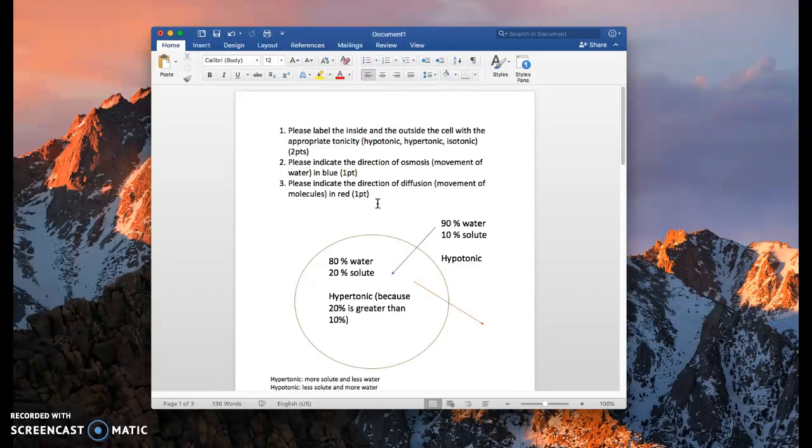Please also remember that there are 5 multiple choice questions on homeostasis, 5 multiple choice questions on osmosis and diffusion, as well as active transport, so make sure you study active transport as well. And then there's going to be 5 multiple choice questions on cell parts and functions. So make sure that you are studying for that.